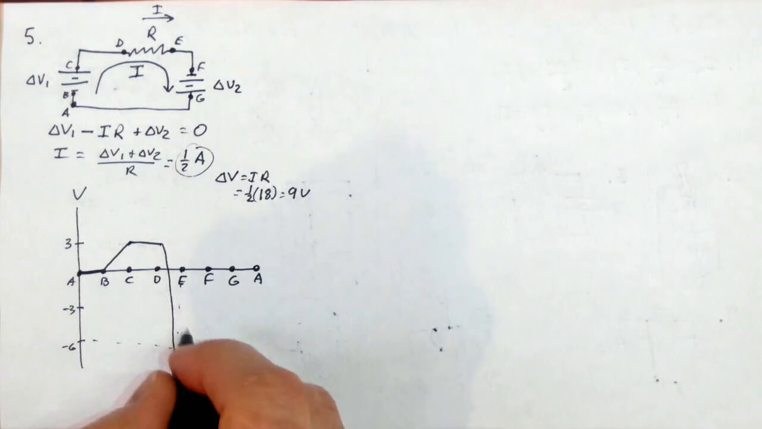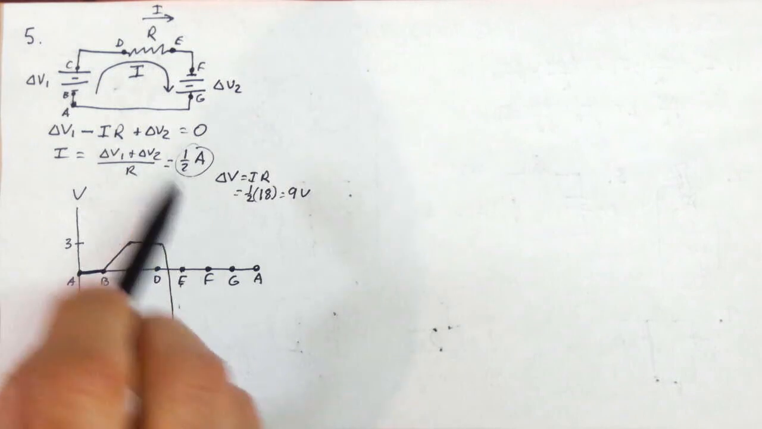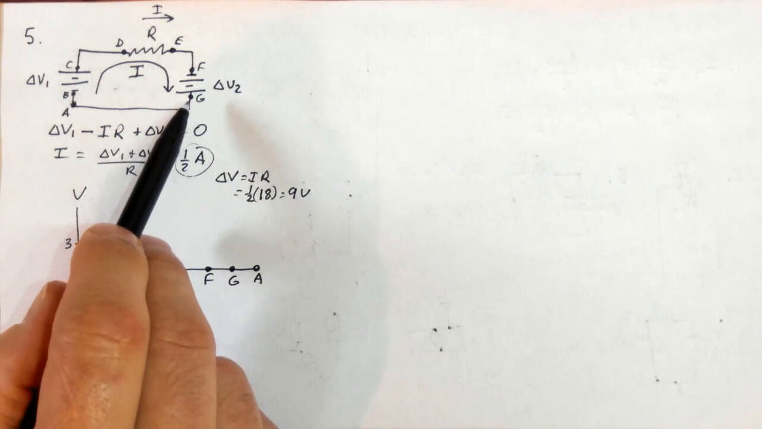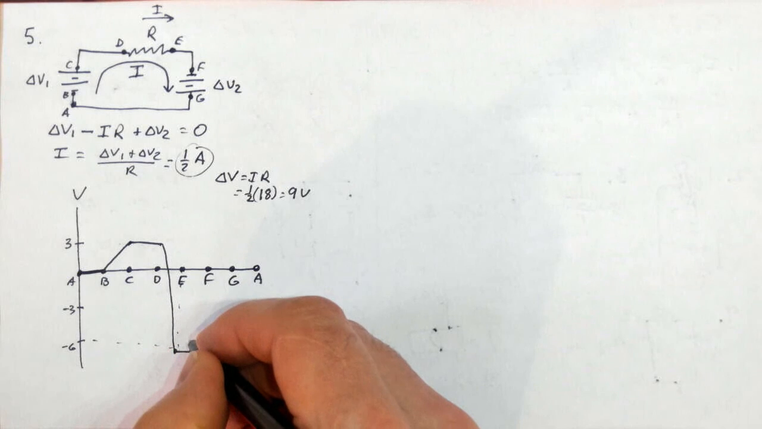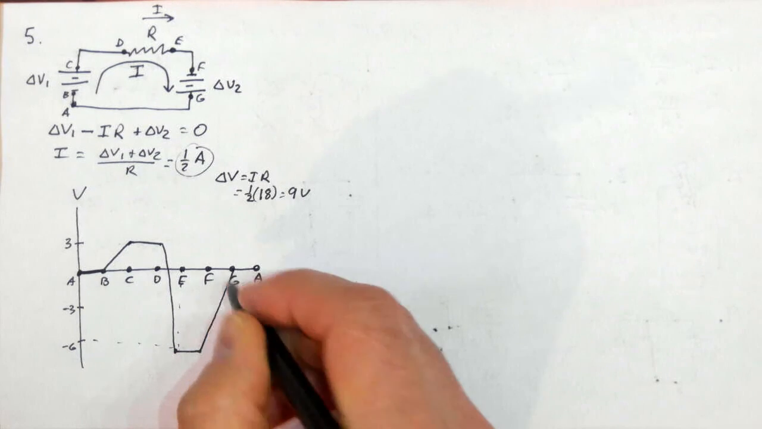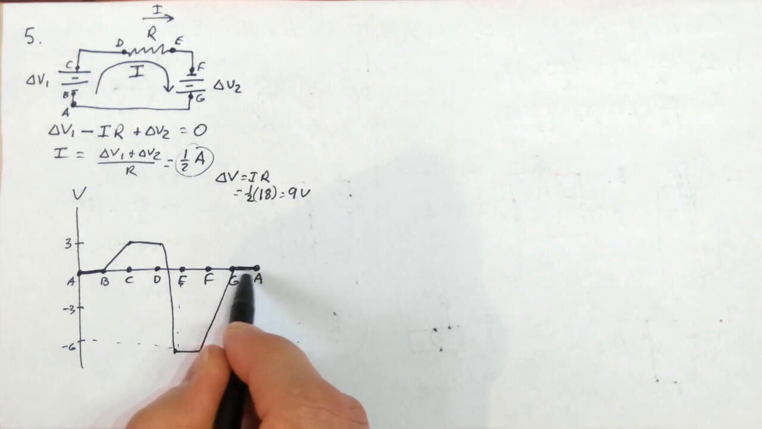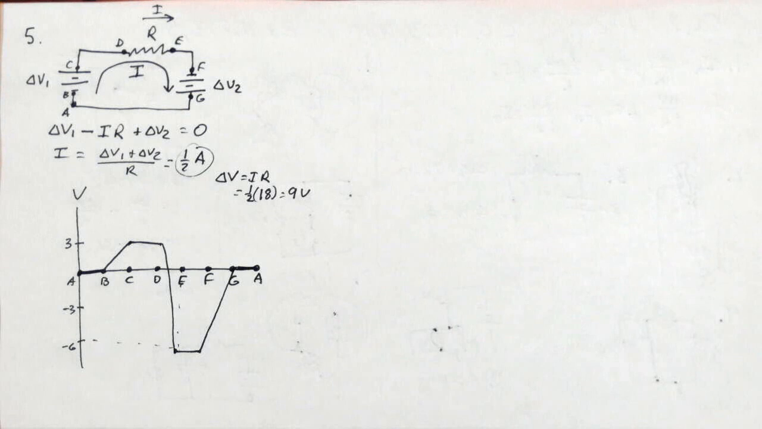From E to F, same reasoning, I don't get any difference. And I go from negative to positive from F to G, and that's a gain of 6 volts. So I get up to there. And then from G all the way to A, there's no change. So that would be my potential as a function of position along the loop, assuming at A it is 0. That ends our discussion.